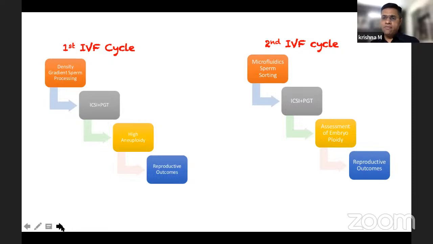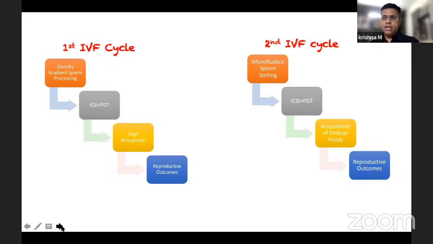So they picked these 57 women, got a sperm DNA fragmentation test, and saw that it was raised. Then in the subsequent second cycle, instead of double density, they used microfluidic sperm sorting. They did ICSI and PGT-A again, looked at the ploidy status, and the euploid embryo was transferred. So the major difference between the first and second cycle was the way they did the sperm prep. Additionally, in the second cycle, they also wanted to look at the DNA fragmentation post-intervention.